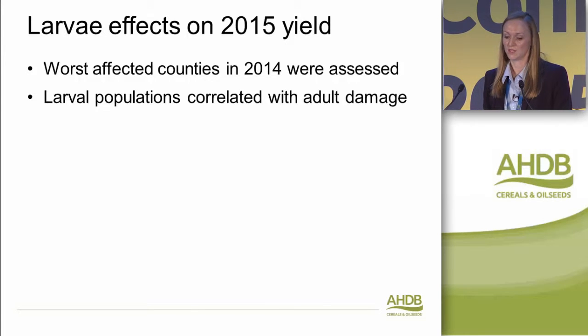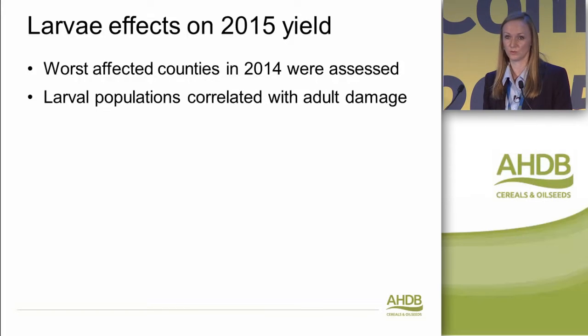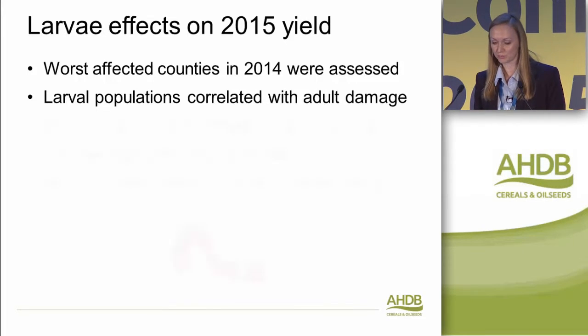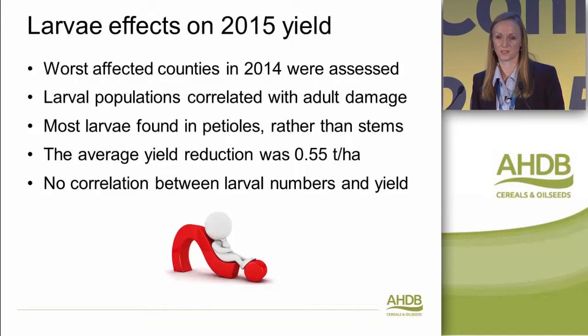So what they found is that the larval populations did correlate with the adult damage, which supports some of the older research that I found, but it answered a lot of questions as well. So we found that most of the larvae were actually in the leaf petioles rather than the main stems, and this was in most cases, except in counties, for example, Cambridgeshire, when the larval populations were so large.